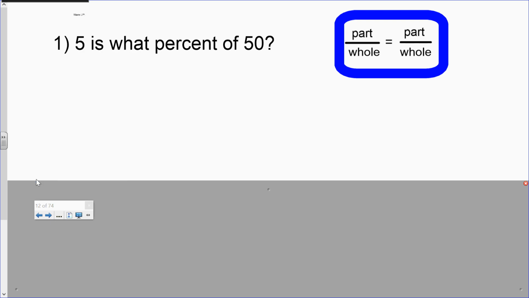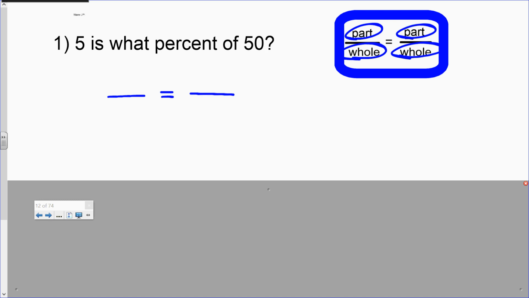I'm going to write down 2 fractions equaling each other. You're no stranger to fractions. Every time you walk into class, I start off with a warm-up with fractions. Watch this now. Part over the whole equals part over the whole. We're dealing with percent. What is the definition of a percent? You wrote it down about 6 minutes ago. A fraction out of what? So look what I'm going to do.